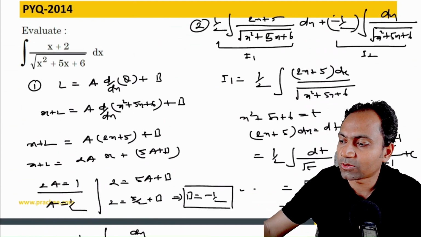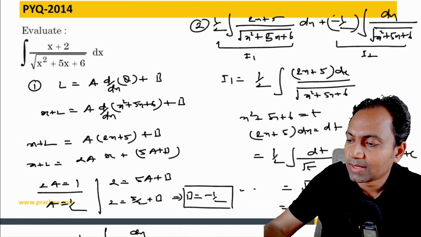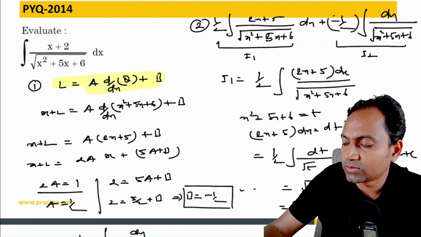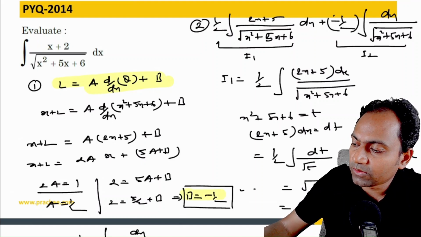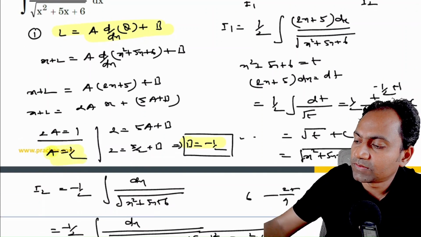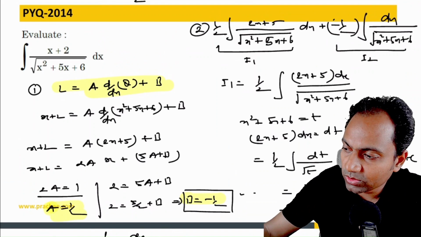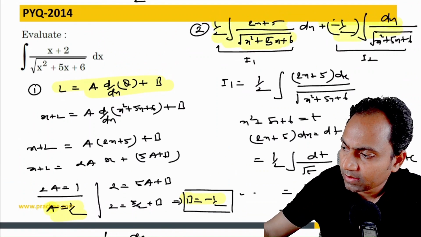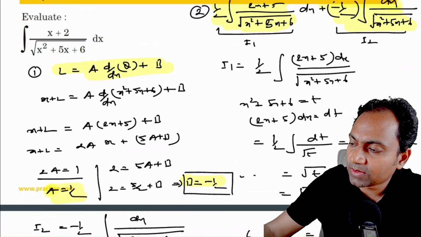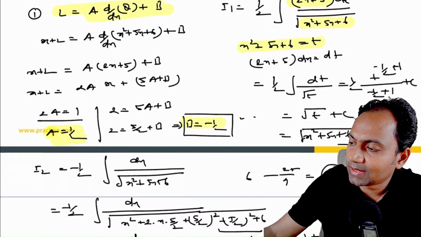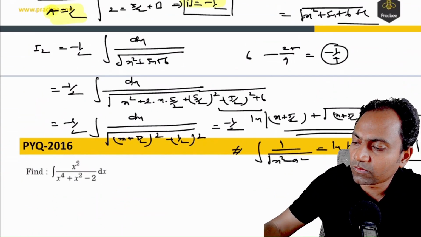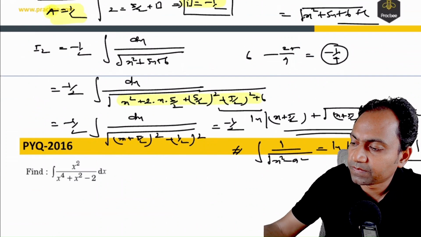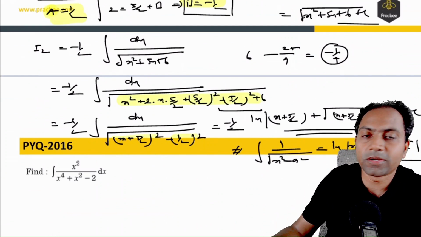So again, let us go back to the process. What we did was basically, again, we wrote linear as nothing but a times differentiation of quadratic plus b. Compared the coefficient to find the value of a and b. Once we have done this, we rewrote the numerator part. And we got two integrals. I1 is nothing but, again, the derivative is given here. So we took that as t. And after that, we simplified and got the answer. For the second part, it is 1 by root of quadratic. We generated a perfect square here. And after doing so, we applied the formula and got the answer.